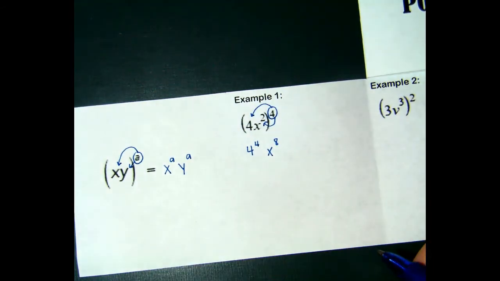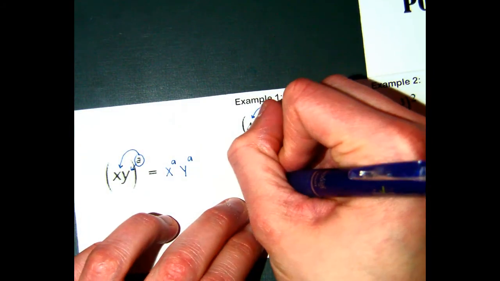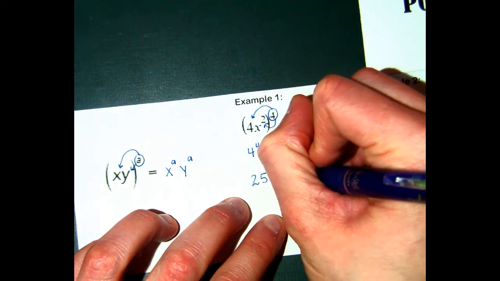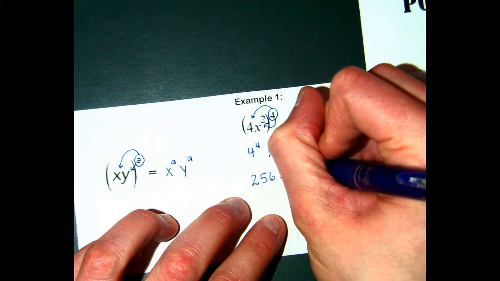I'm not finished. I do need to simplify and find out what 4 to the 4th is. Anytime I have numbers, I need to go ahead and figure it out. 4 to the 4th power is 256. So my simplification is 256 x to the 8th power.